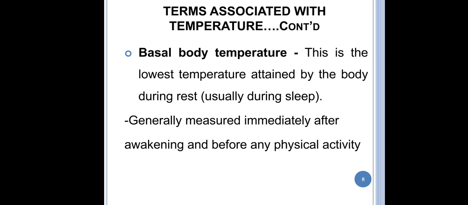Okay, this is what we call basal body temperature. This is the lowest temperature attained by the body during rest, usually during sleep. It is generally measured immediately after awakening or before any physical activity. This is the basal body temperature. So in case you meet these terms, just know that it's that.